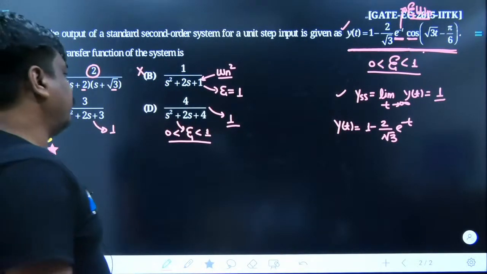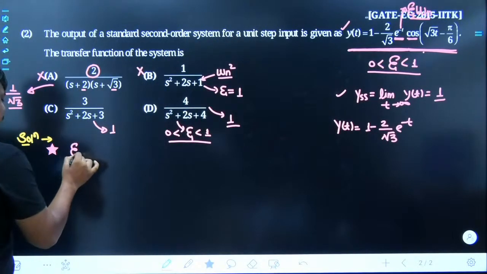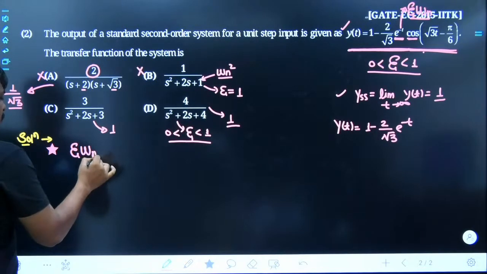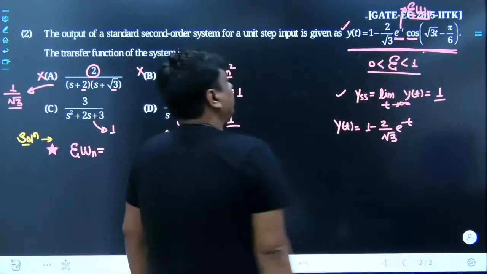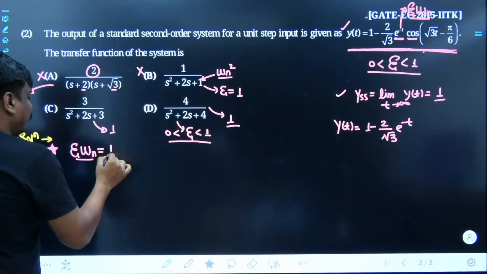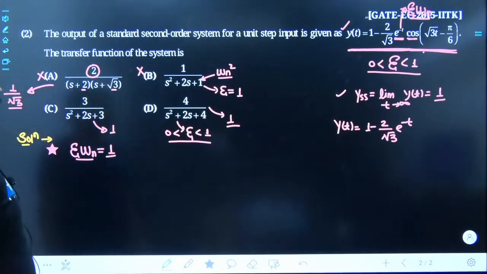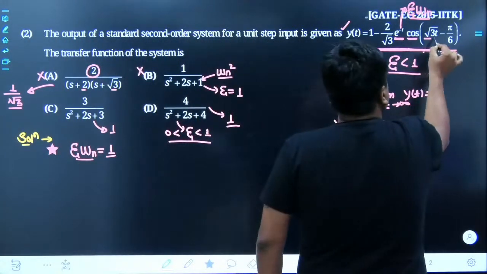So one thing is quite sure, once you see this factor very well, the value of zeta omega n we could calculate at our fingertips. What is the worth of it? E to the power of minus t compared with e to the power of minus zeta omega n t, so the worth of zeta omega n is found to be 1. That is for sure. And similarly, we have to focus over this factor root 3.